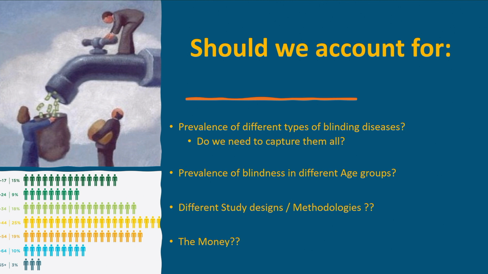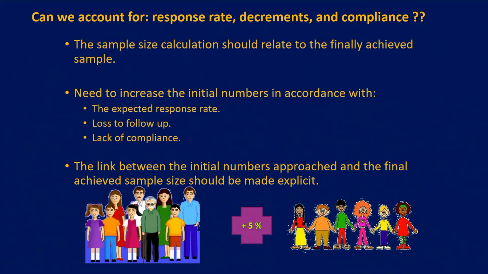So another issue is if I am conducting a study, let's say, and I'm including two diseases in the same study. For example, I'm including cataract and diabetic retinopathy in the same study. So my problem here is the prevalence of cataract is high, but the prevalence of diabetic retinopathy is lower. So I design my sampling to capture both diseases at the same time.